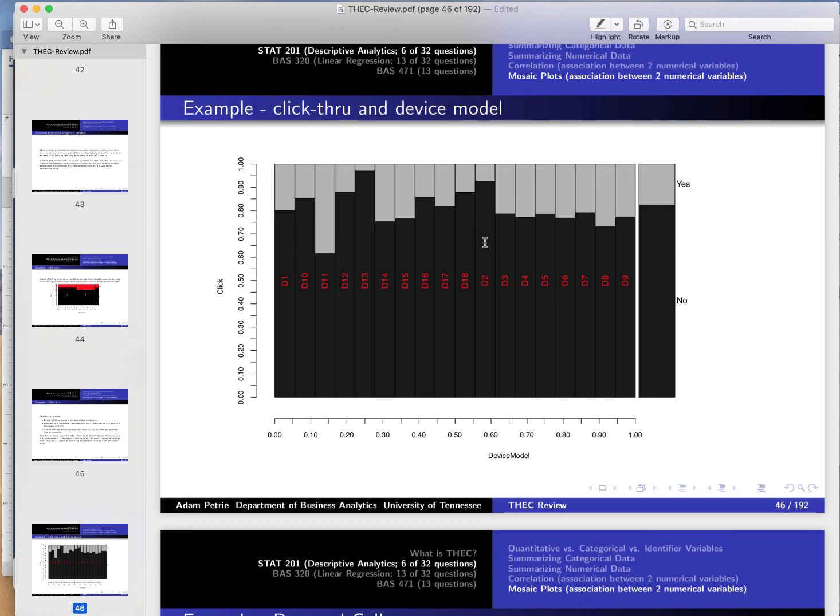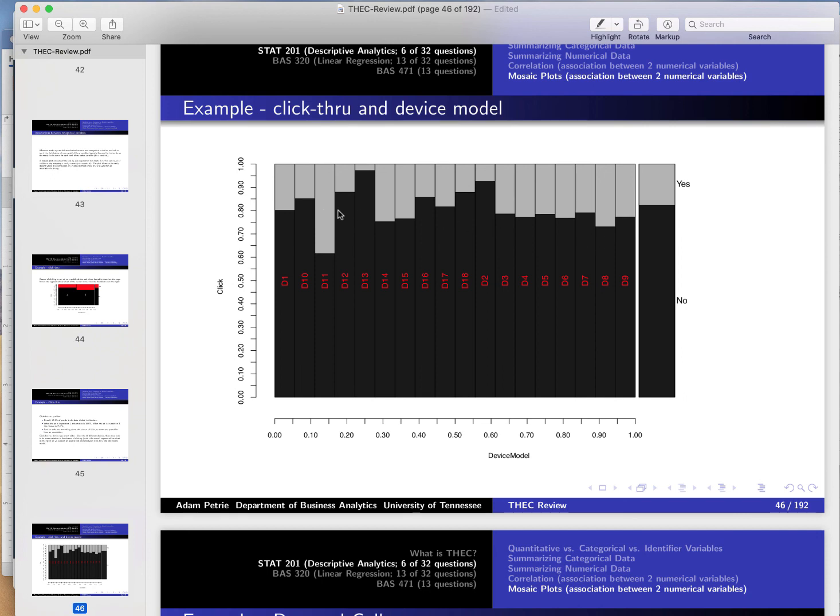If there was, then there might be certain devices that I want to make sure to have that ad displayed on because the click-through rate's high. And conversely, there might be devices where the click-through rate is relatively small. So here would be my mosaic plot for this situation. I would have a segmented bar chart for each one of the devices in my study, D1 through D18 in this case, and then I would simply shade the region in each of these segmented bar charts according to the outcomes of that visit, the yes or the no.